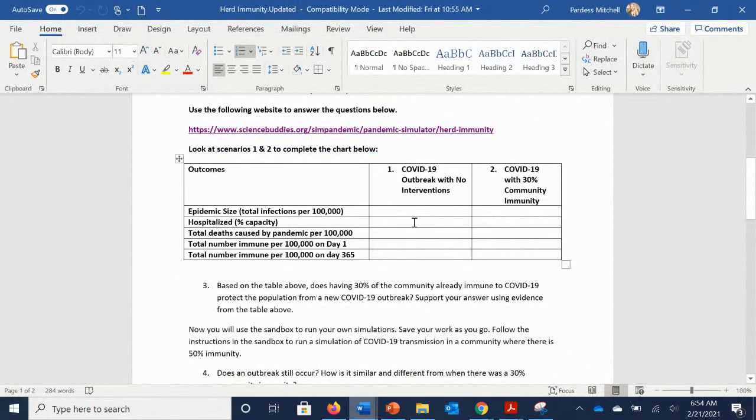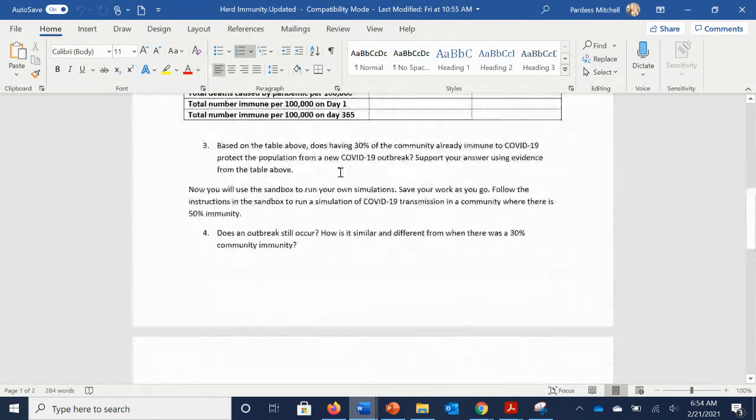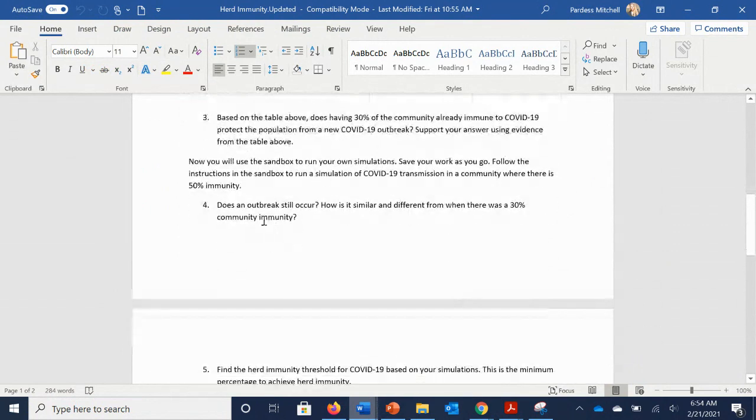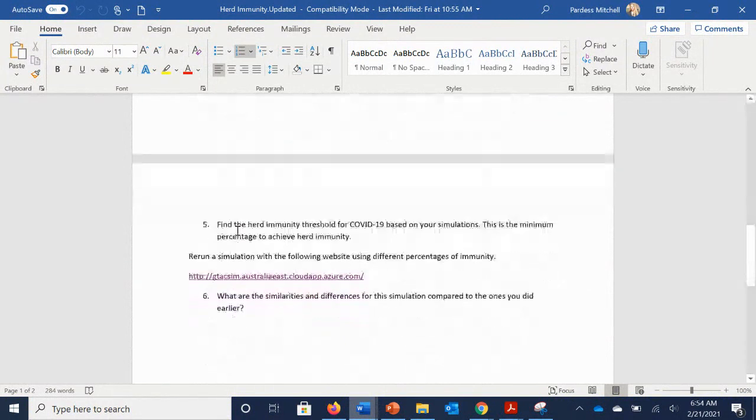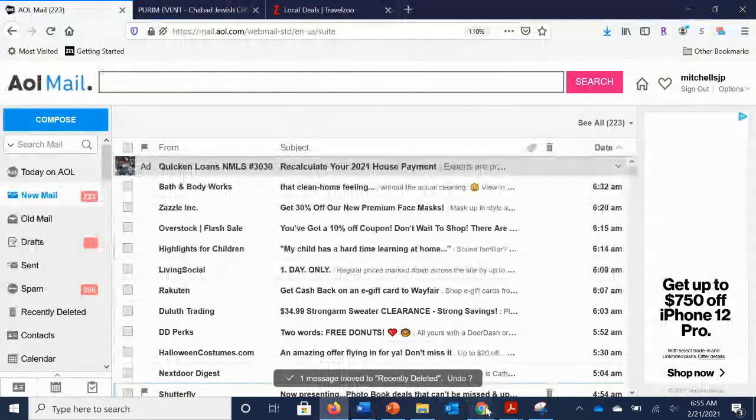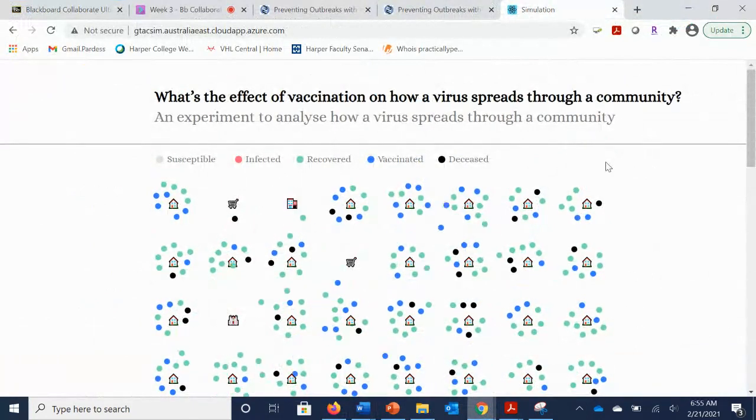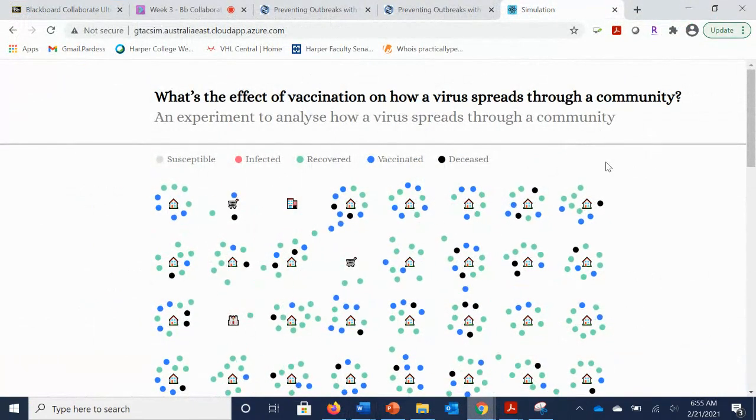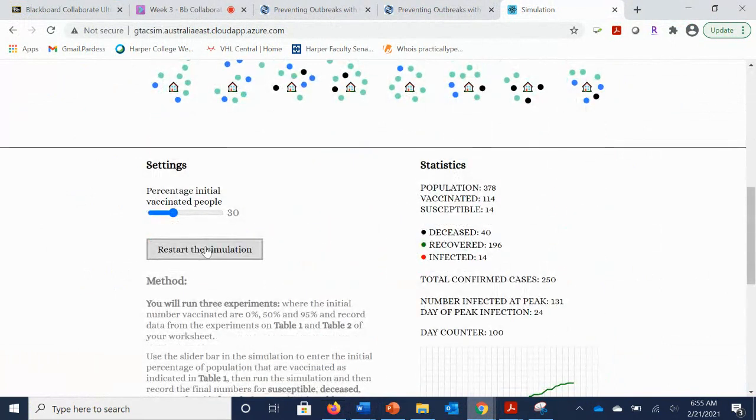So you'll use the first two scenarios to complete this table. Answer some questions based on it. Number 4 and 5 are the ones where you'll complete your own customized simulations. And then what I've provided here is another website to run a simulation to see what are the effects of vaccination and how a virus spreads through a community. And then you can compare it to the one we ran earlier.